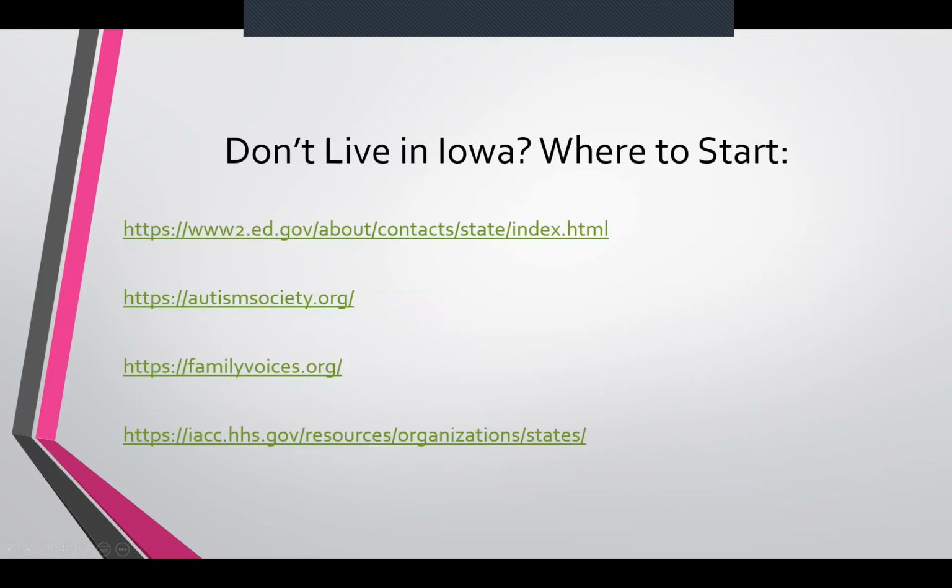Here are the websites I would take a look at if you're not in Iowa, if you happen to join us somewhere else today and want to start thinking about educational programming in your area. The first one is the Federal Department of Education. They have the contacts for every state listed on this index. Autism Society, which is called Autism Society of America, is another great place to get started for looking at state affiliates. Family Voices also has affiliates, and the Health and Human Services federal website has a very nice index of resources by state.